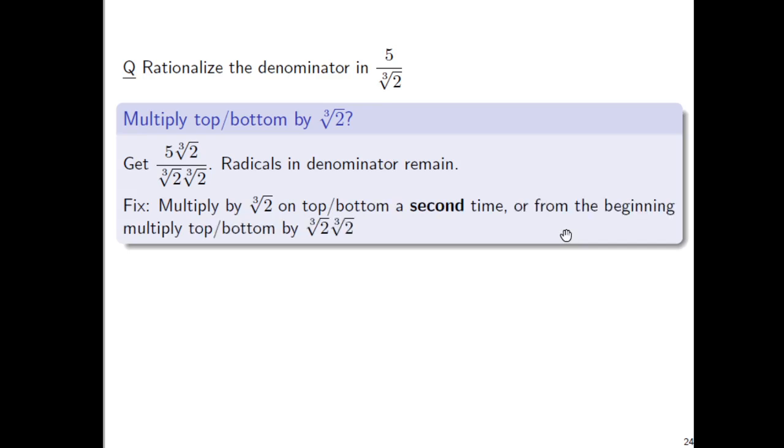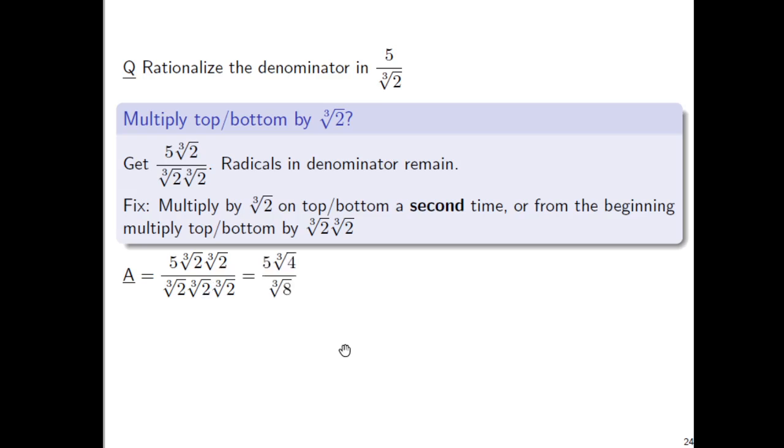Or instead of doing it in two stages, just multiply from the very beginning, from the original fraction, the top and bottom by cube root of 2 times cube root of 2. So here's what that looks like. Here's the original fraction up at the top, 5 over cube root of 2, and then multiply the top by cube root of 2 times cube root of 2, multiply the bottom by cube root of 2 times cube root of 2.